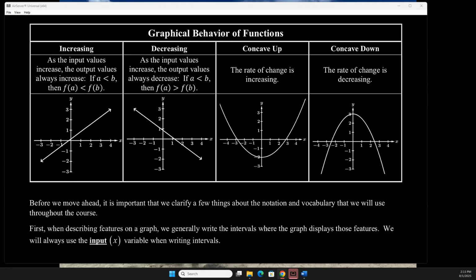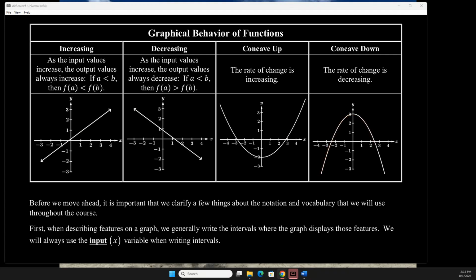So I think you guys know that when a function is increasing from left to right, we're going upward. And when a function is decreasing from left to right, you're going downward. What I don't think you know are these two terms. A function is concave up. I say concave up looks like a cup, so you can kind of picture a cup. And concave down looks like a frown.